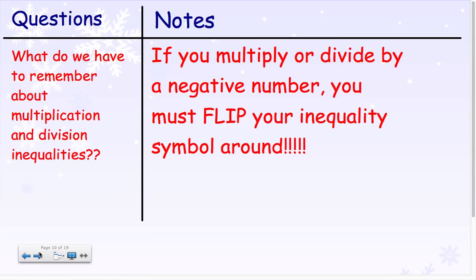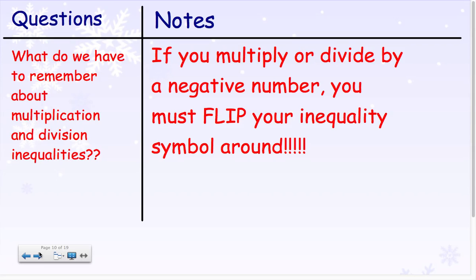So this is the same rule that you needed to remember from 5-2 day 1. If you multiply or divide by a negative number, you must flip your inequality symbol around. And I'm going to show you why this is true. In 5-2 day 1, I showed you why if you divide by a negative, you have to flip it. This time I'm going to show you if you multiply, why you have to flip it.